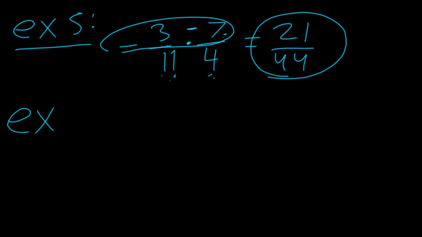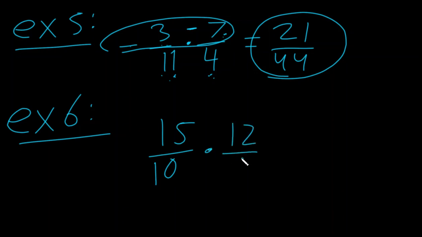I want to do one final one. Let's do example 6 here. And just for practice, let's use large numbers again. Let's say 15 over, how about 10, times 12 over 8. Now in this case, the reason I chose this one is because 15 does not share any common factors with 8. But 15 does share common factors with 10. So we can actually reduce this fraction before we touch anything else.